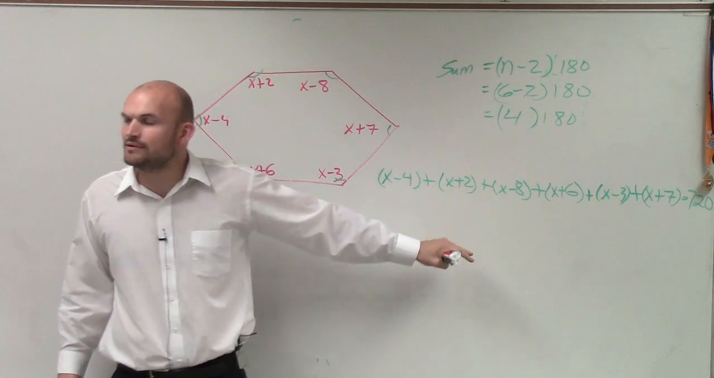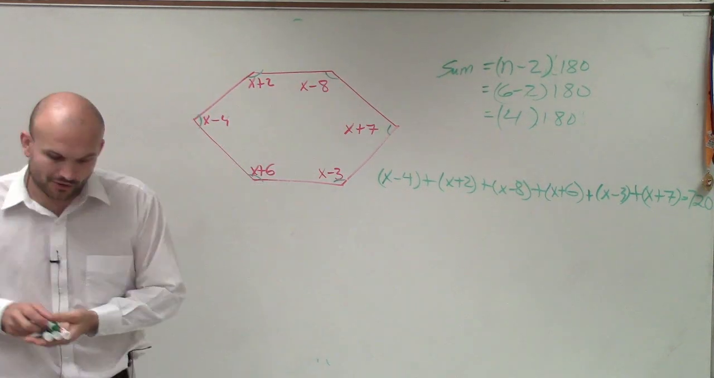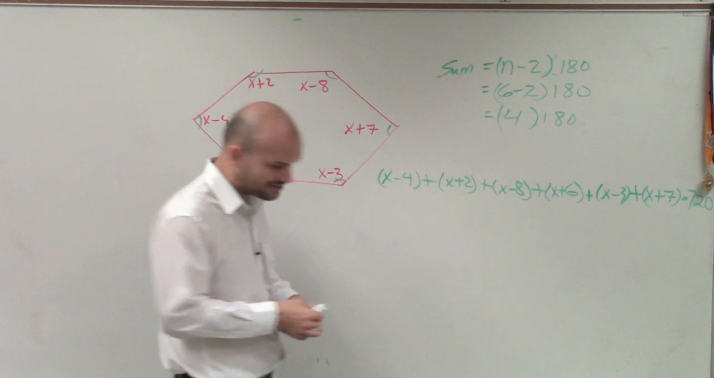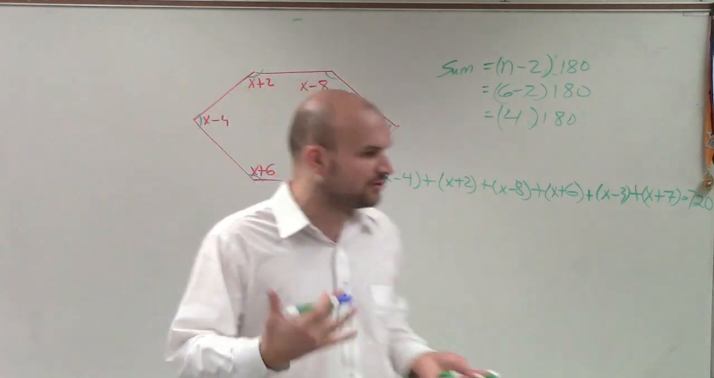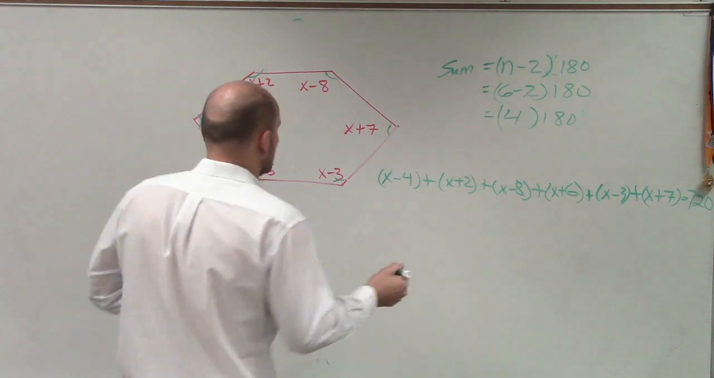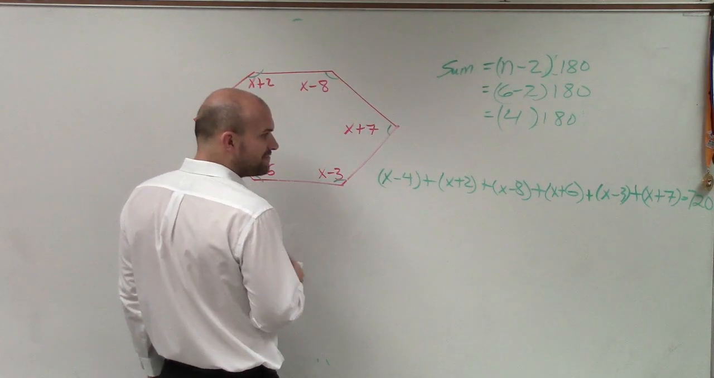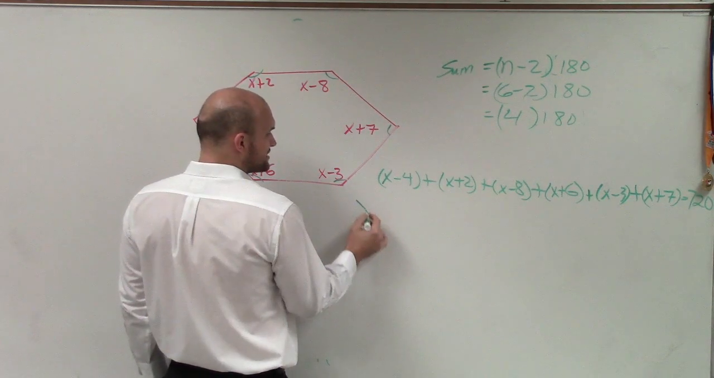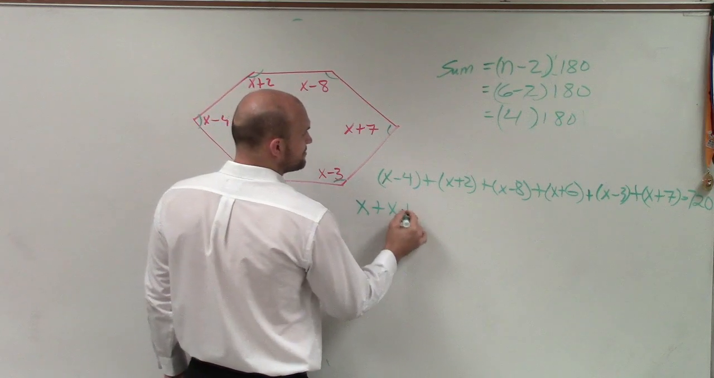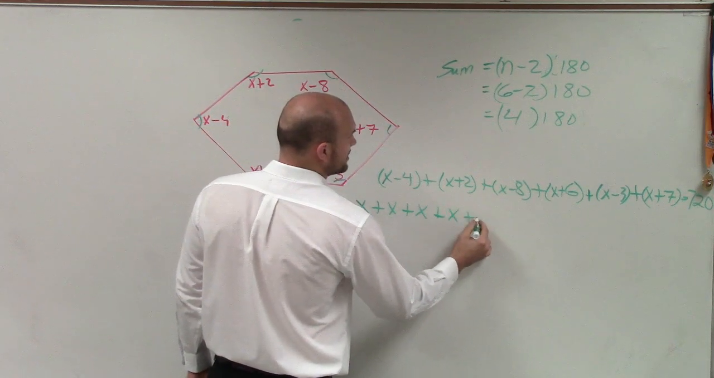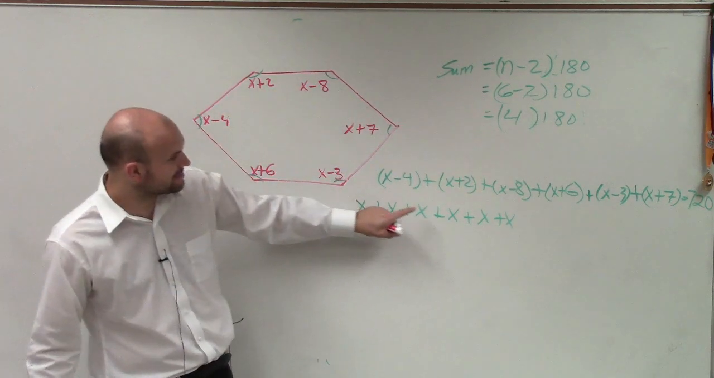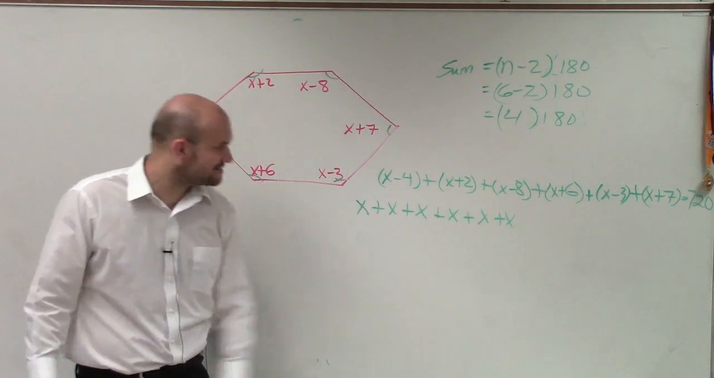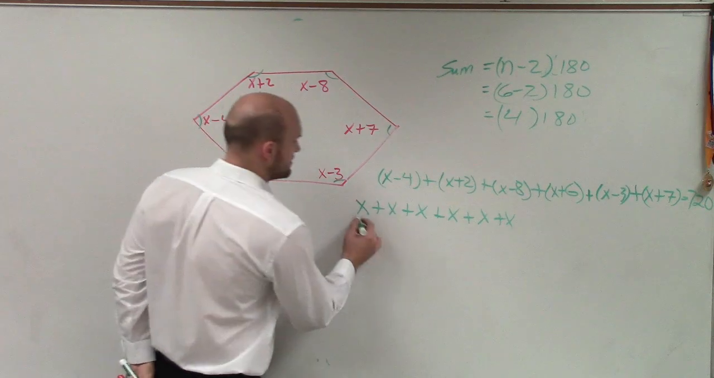Now I don't really need these parentheses because I'm adding them all up. So what I need to do now is combine my like terms. When I'm combining my like terms, I like to combine the x's first, because those have the same variable factors. So I'm going to rewrite this equation with my x's next to each other: x plus x plus x plus x plus x plus x, which is going to be 6x.